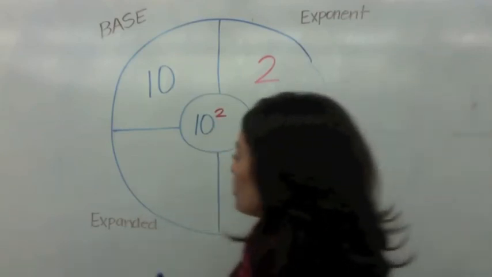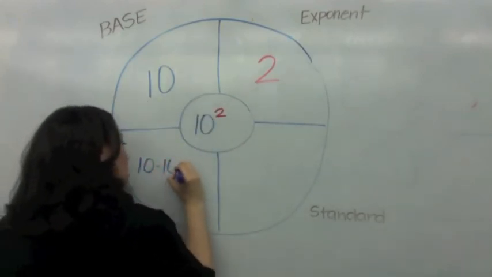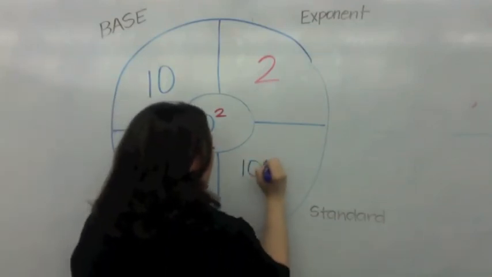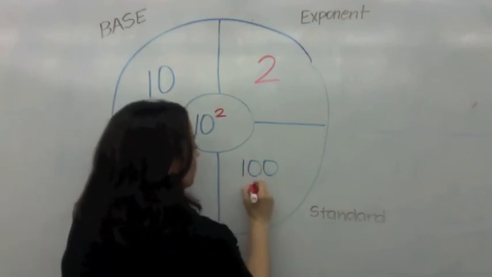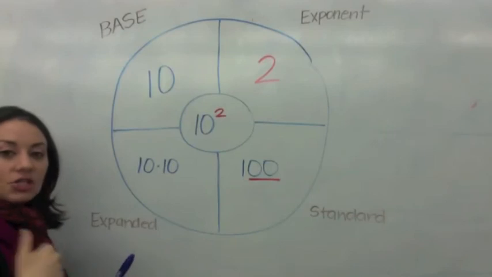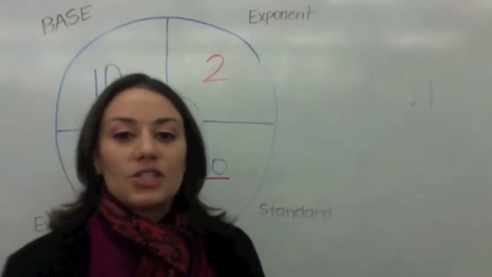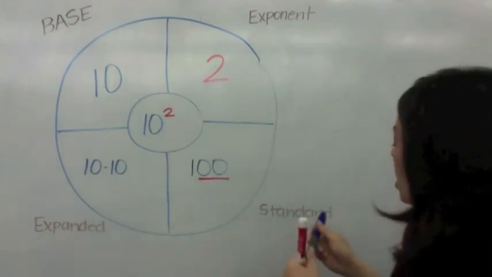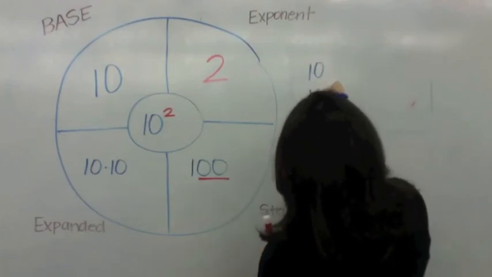10 to the power of 2 in expanded form means that you're really talking about 10 times 10. What is 10 times 10? Isn't it 100? Isn't 100 1 with 2 zeros? So when you're working with powers of 10, let's go ahead on the side, you're going to write this. Let's test your knowledge here.